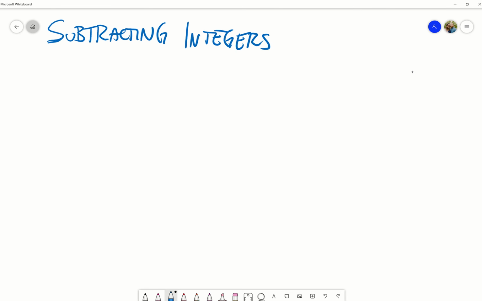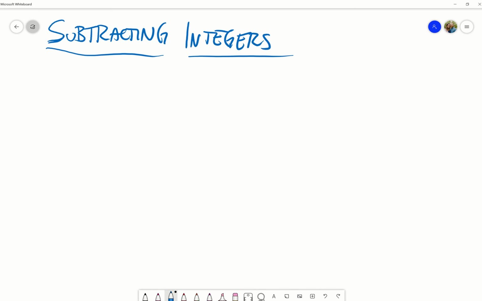Today we are talking about subtracting integers. Yesterday we talked about adding integers, and today we're going to talk about subtracting integers. All right, now, as a quick review, what are my two rules for adding integers?